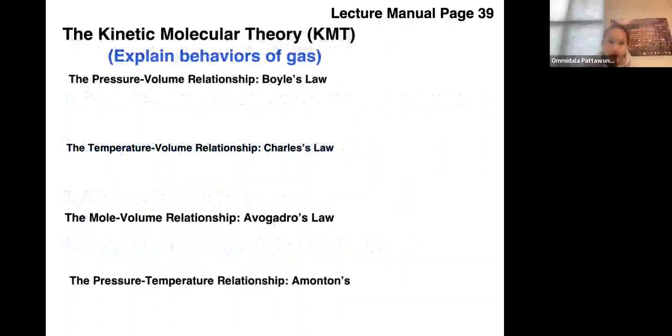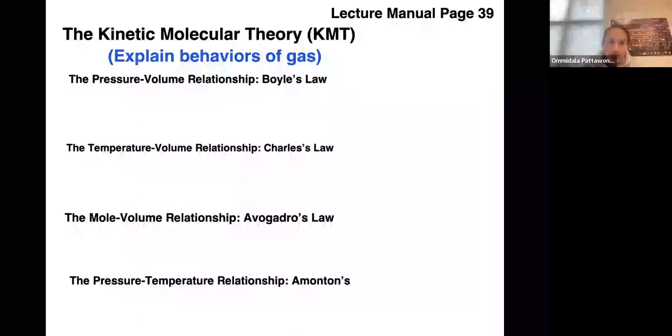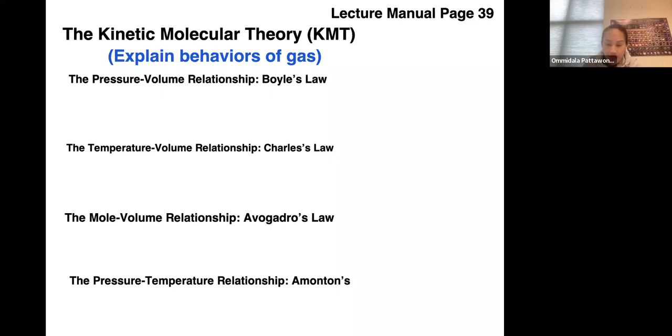Now let's use this kinetic molecular theory to explain the behavior of gas, as in the relationships that we saw in chapter 9.2. When we look at the pressure and volume relationship, we observe that pressure and volume are inversely proportional to each other, right? So as volume decreases, the pressure increases.